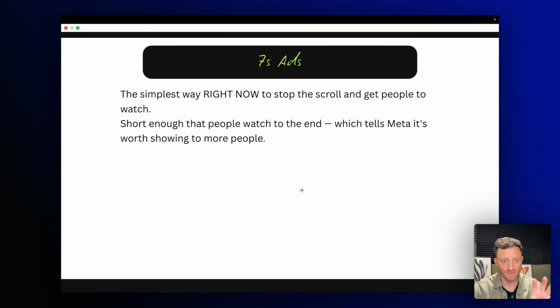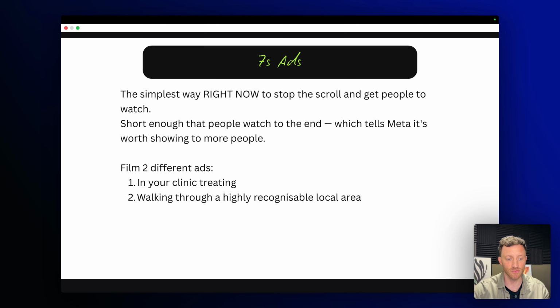So 7-second ads. This is what we're going to do, because this is the simplest way right now to stop the scroll and get people to watch and produce the best results. I'm going to show you that in 2 seconds. It's short enough that people watch to the end, 7 seconds, which tells Meta it's worth showing it to more people. So it's building your reputation as a marketer or as an advertiser on Facebook.